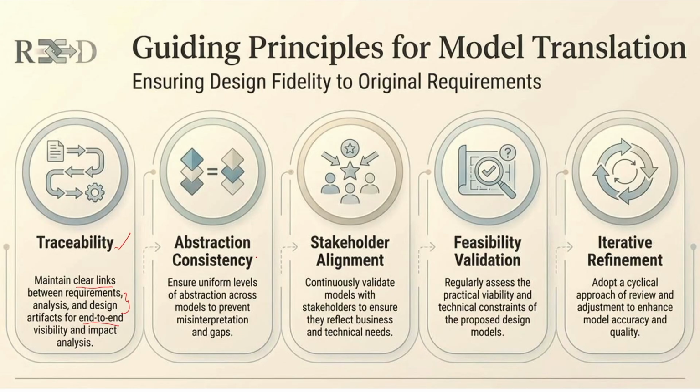The second principle is abstraction consistency, where we try to ensure uniform levels of abstraction across the models to prevent misinterpretation and gaps. When we consider the models, the application of a model is not given any bias. We will try to provide uniform levels across all the models, so that there is no bias between the models.